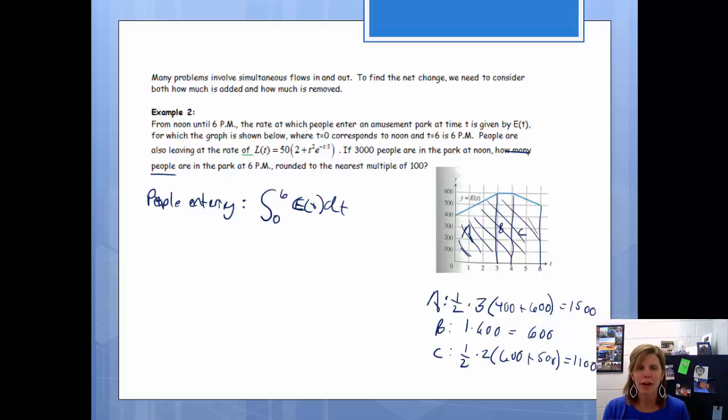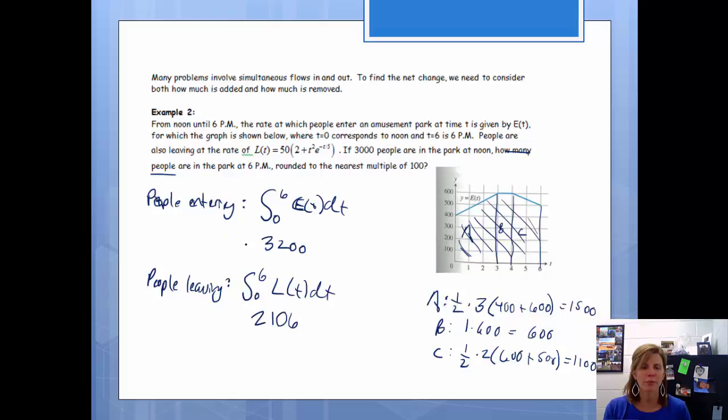1,100. So if I add those all up, 1,500 plus 600 plus 1,100, the people entering the park, there were 3,200 of them. Okay, now let's look at the people leaving the park. So if I want to know how many people left, I will take the integral from 0 to 6 of L of t, dt. For this one we just have a formula, so we'll be able to use math 9. If you do math 9 on that function, you will end up getting 2,106 people.